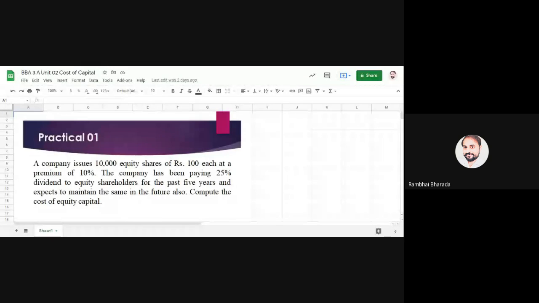Already we have discussed the first methods for calculating the cost of equity capital. Okay, I think you have written these things in your book, all of you.